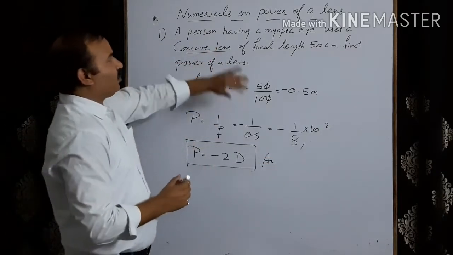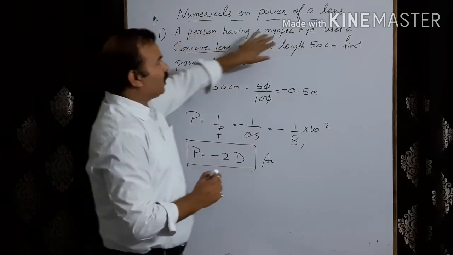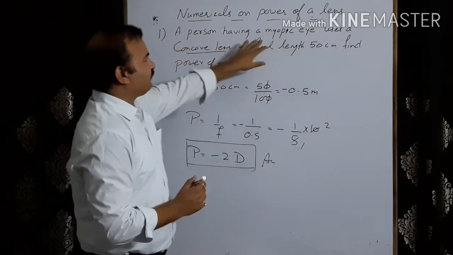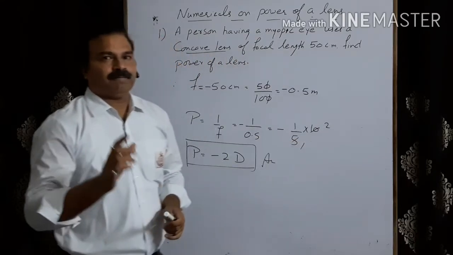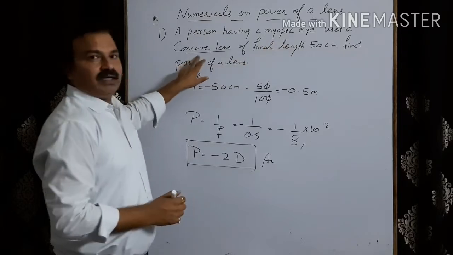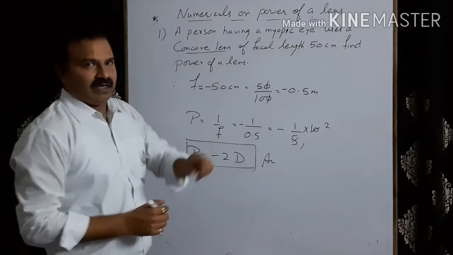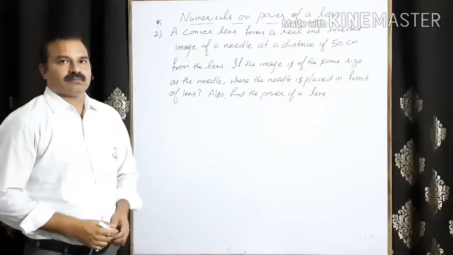One more thing. Suppose they have not given you concave lens, and they have given only myopic eye: a person suffering from myopic eye uses a lens of focal length 50 centimeter. So please remember, the person who has a myopic eye will use a concave lens. This detail we will study in the next chapter.